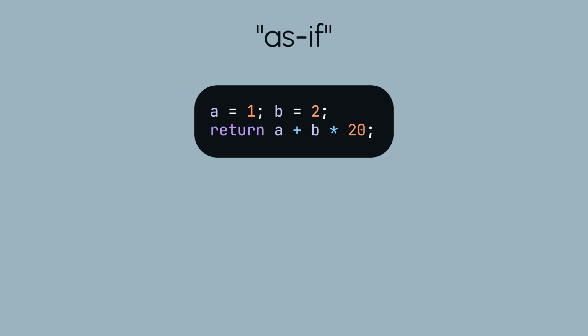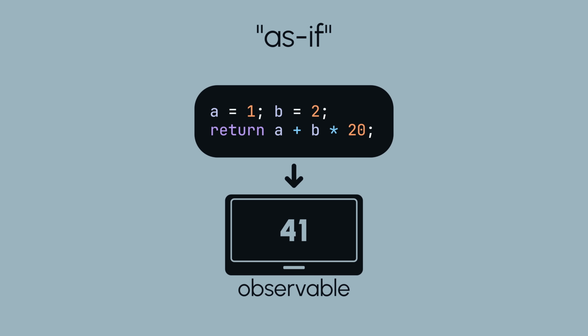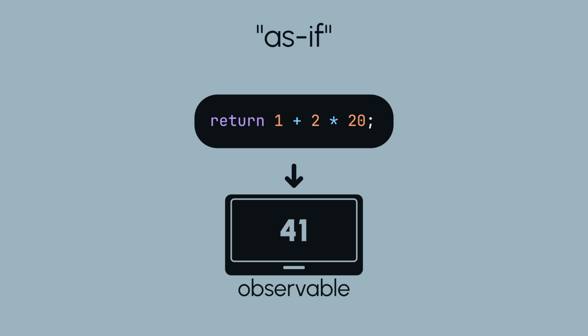Alright, but how does the compiler actually decide which transformations are allowed? This brings us to the single most important principle on this whole topic, something called the as-if rule. The idea is simple. The compiler can do whatever it wants to your code, as long as the observable behavior of the program stays the same. It can reorder things, delete things, inline things, pre-compute things, as long as a user running the program can't tell the difference.